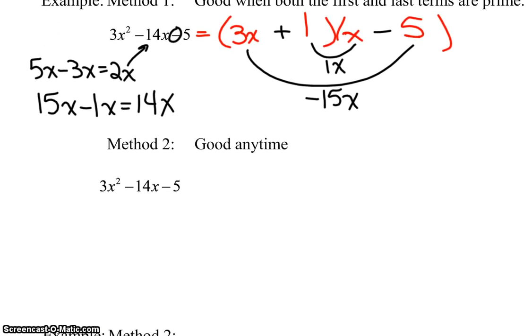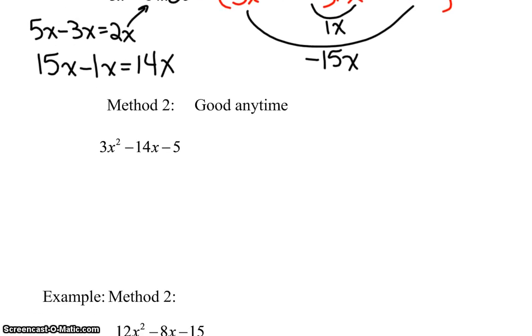Now, another technique that you can also use is kind of a combination of master product and guess and check. The master product is what you get when you multiply the first term times the last term. And it just helps you get a clue as to what your factors are going to be. When I multiply 3x squared times negative 5, I get negative 15x squared. This is my MP, or master product.